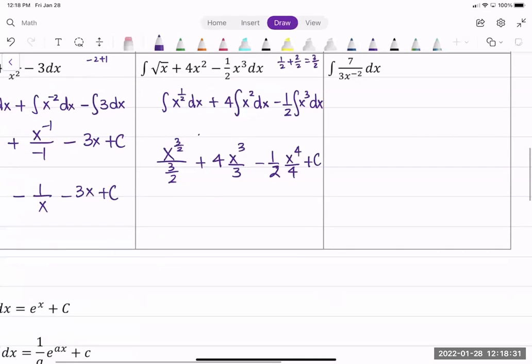Okay, now I'm going to rearrange the numbers. So 3/2 becomes 2/3. So we have 2/3 square root of x to the power 3, plus 4/3 x to the power 3, minus 1/8 x to the power 4, plus c. Okay, now the last one.